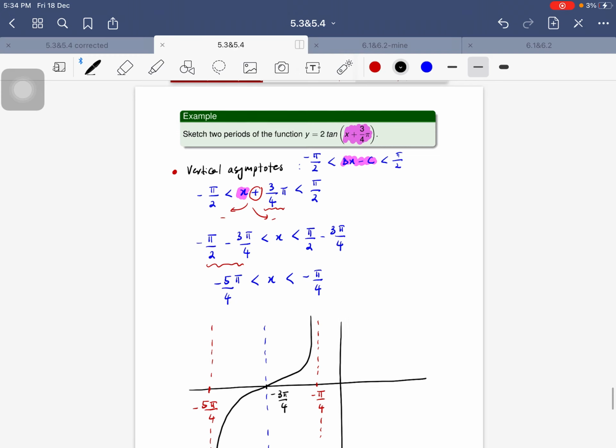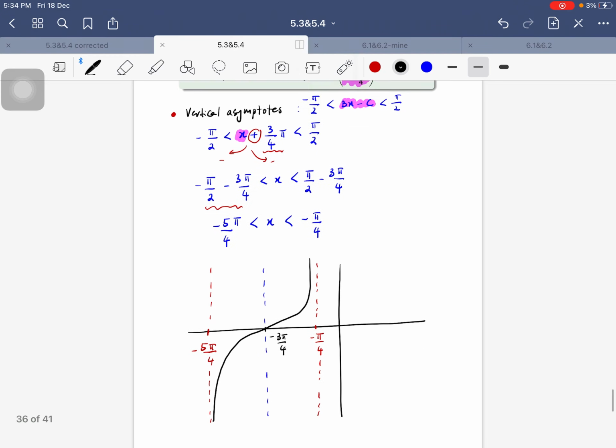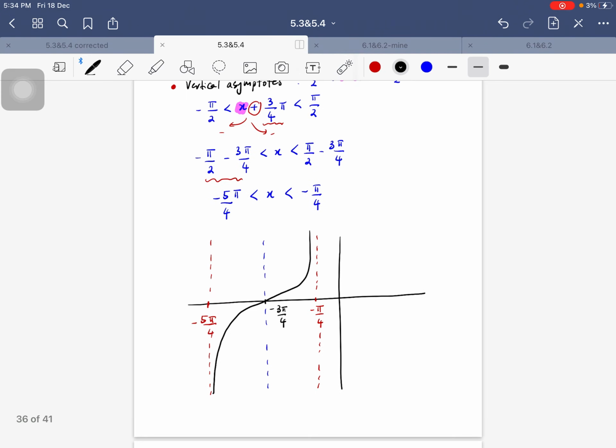So that is going to be my graph of the equation 2 tangent of x plus 3 over 4 pi. Okay, so if the question asks you to sketch 1 period, this is where I should stop. This is going to be 1 period. So that's it, 1 period.